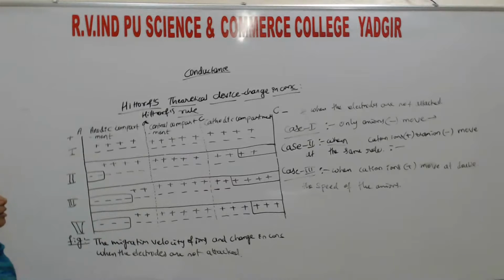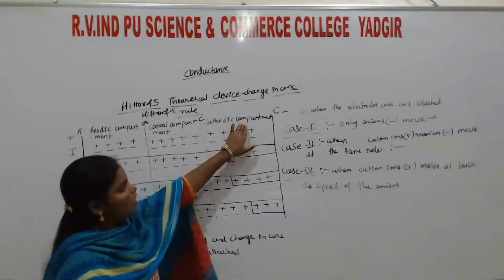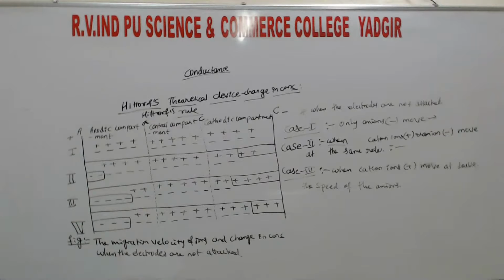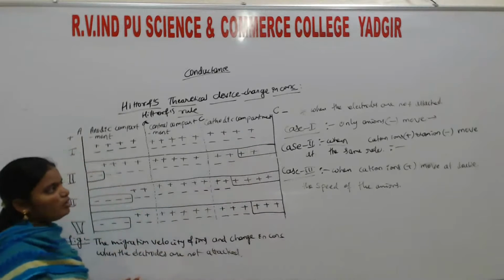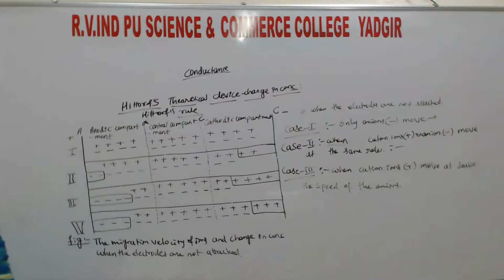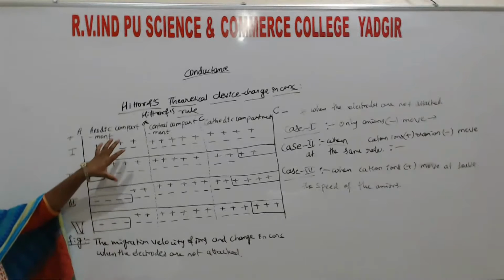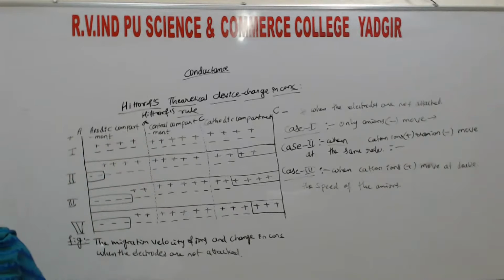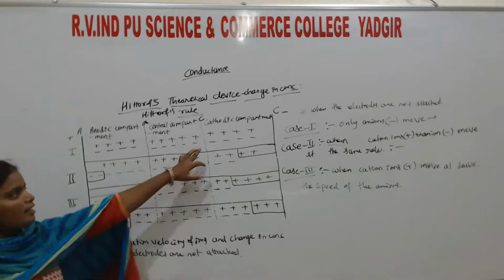The fall in concentration around any electrode is proportional to the speed of the ion moving away from it. This means the falling concentration around the cathode is proportional to the speed of the anion, and the falling concentration around the anode is proportional to the speed of the cation.